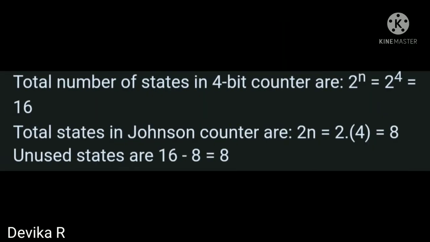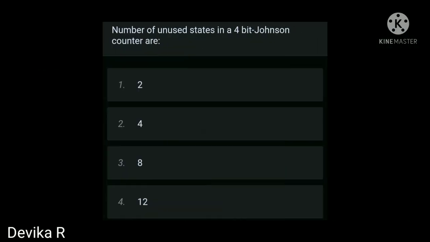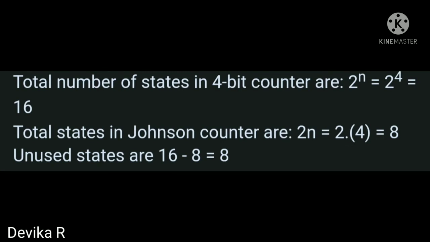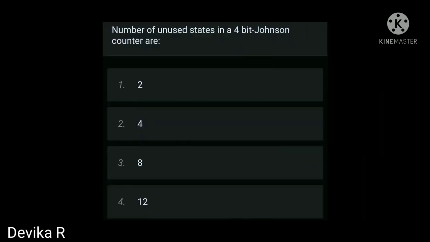Let's see how many states in the 4-bit. Normally the number of states in an n-bit counter is 2 power n, where n is the number of bits. It's a 4-bit counter, so 2 power 4 is 16. Total used states are 2n, so 2 into 4 is 8. Total states are 16 and used states are 8. Then the unused states are 16 minus 8, which is 8. So the answer here is 8.